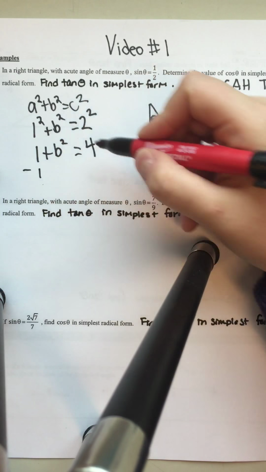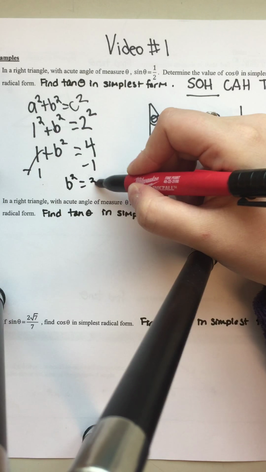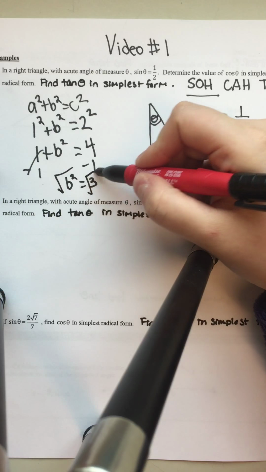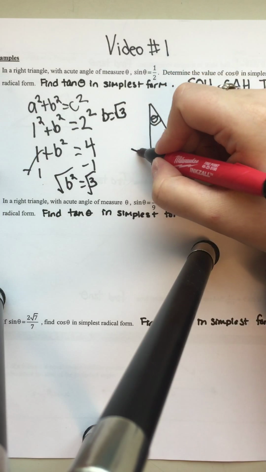And then I would subtract 1 on each side. And b squared equals 3. Take the square root. And b is radical 3. And that's the missing side over here.